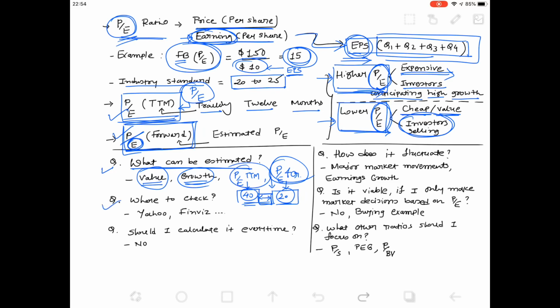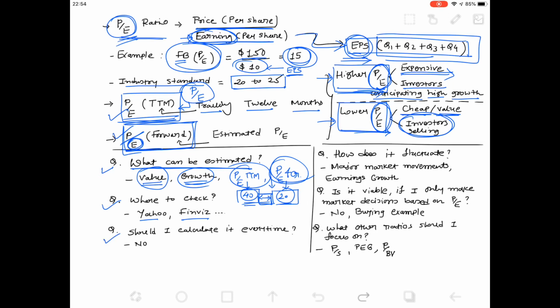Now, where to check the same PE ratios? As I said, most of the sites, Yahoo, Finviz, or other sites, they offer this ratio as a real-time ratio. I personally use these two sites to check my ratios and other equations.